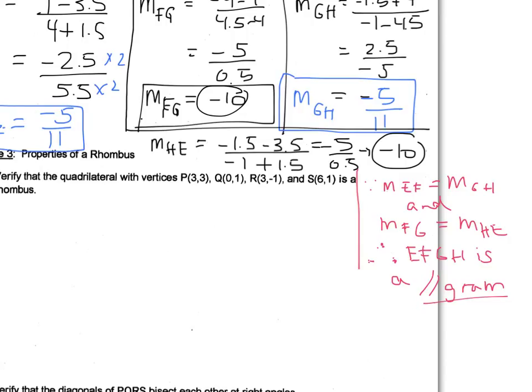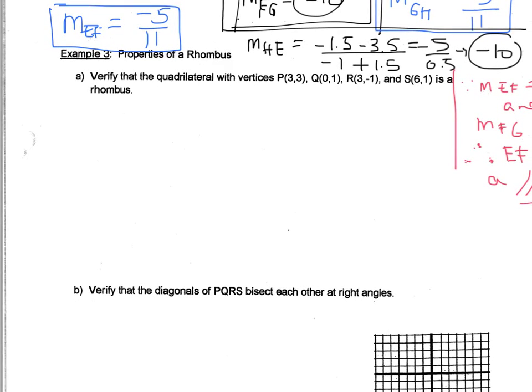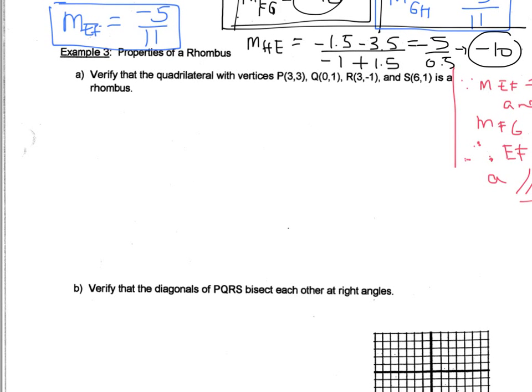So the final question in here looks at the properties of a rhombus, and it asks us to prove or verify that the example given is that of a rhombus. So we're not going to do every single calculation here.